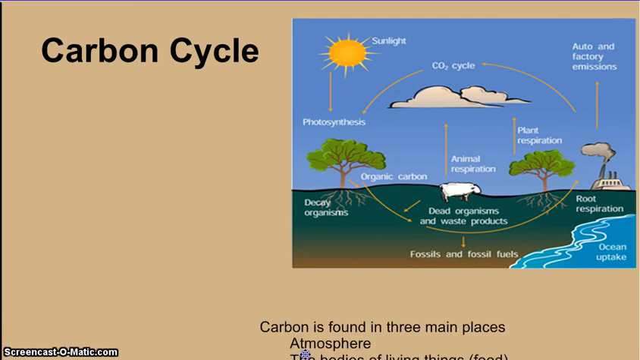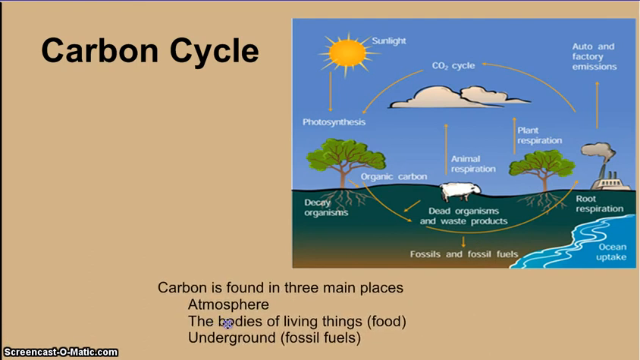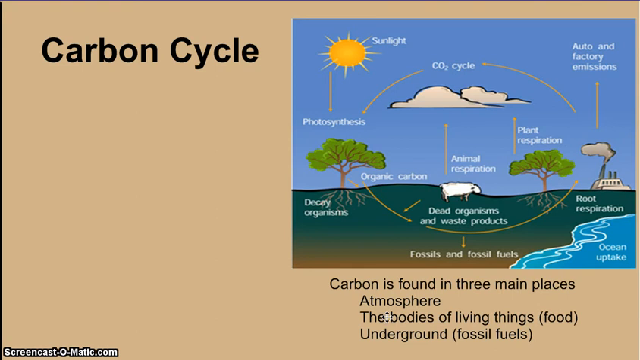Carbon is found in three main places. I would like you to write this down in your notes. You need to write the three main places that carbon is found. And then I want you to draw an arrow from each of these places to where it is on the diagram. So the atmosphere. Carbon is found in the atmosphere, which is the air above us.